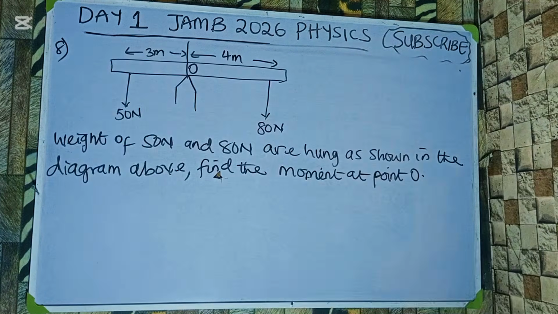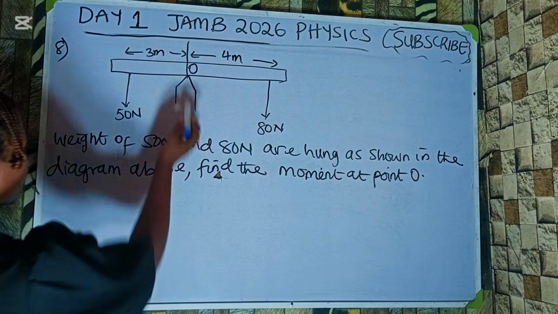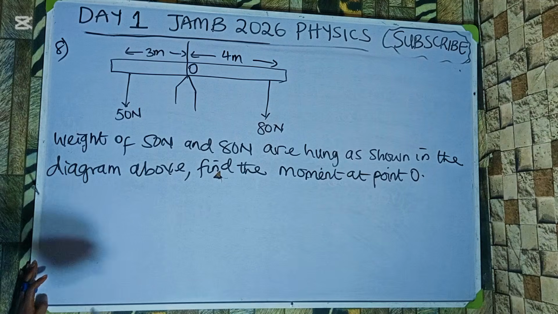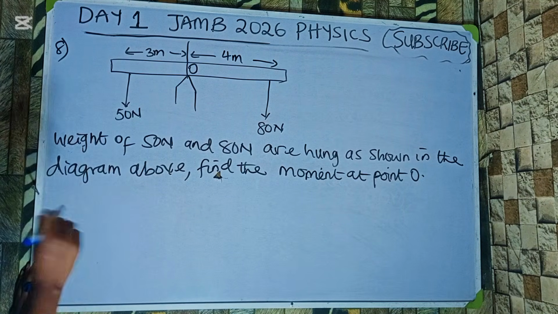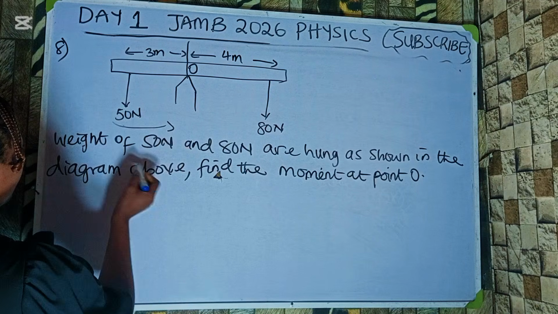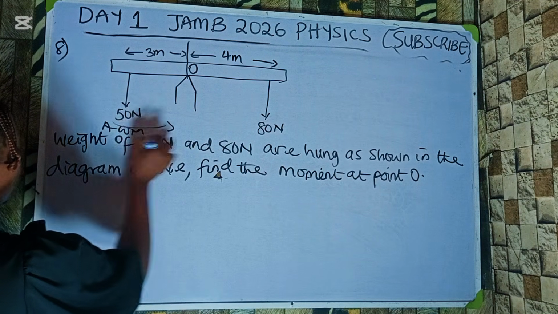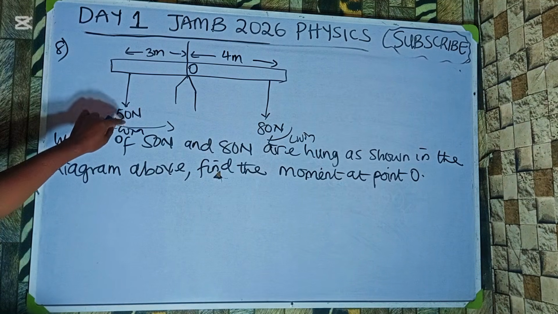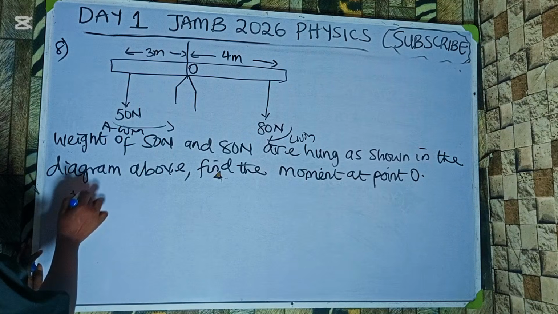Alright. Question 8. Weights of 50 Newton and 80 Newton are hung as shown in the diagram above. Find the moment at point P. Now look at this point P, right? That is the center of gravity of this horizontal body. Okay, so now what do we do? We are going to find the moment with this and with this, right? So we have clockwise and anti-clockwise moment. So the moment with respect to this, we go this way, right? This is anti-clockwise moment, while this is clockwise moment.